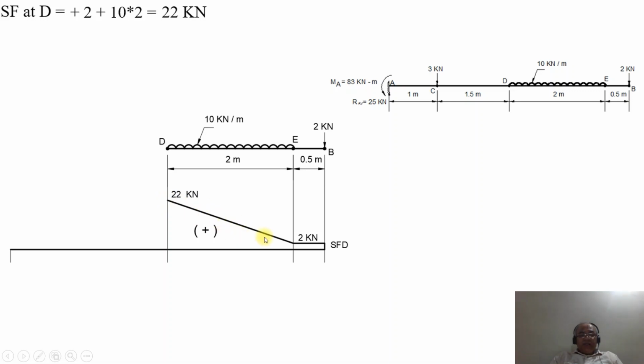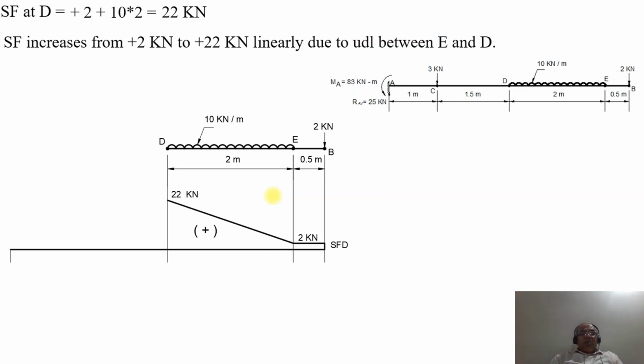The load variation between these two will be W into X. Since the power of X is 1, you will get a linear line between E and D. So SF increases from plus 2 kilonewton to plus 22 kilonewton linearly, due to the UDL between E and D.